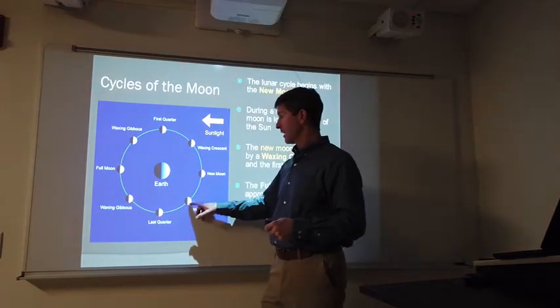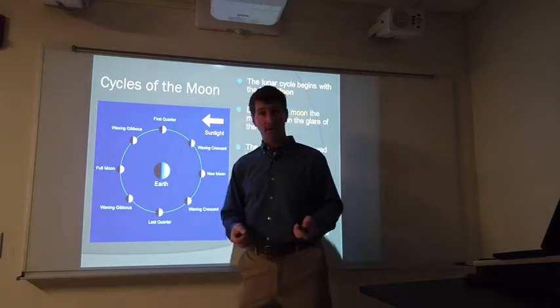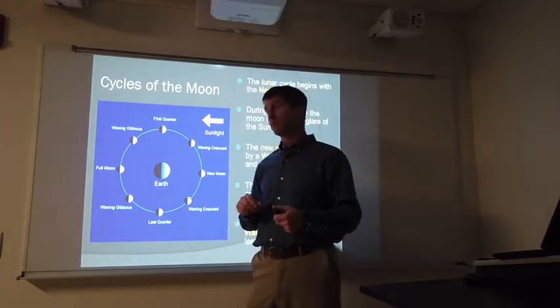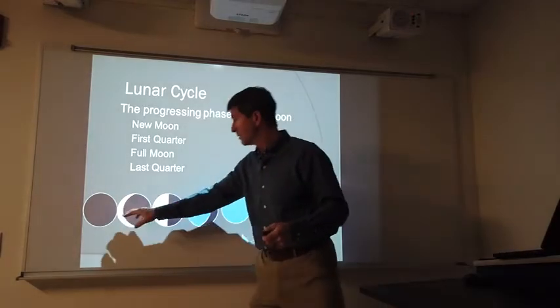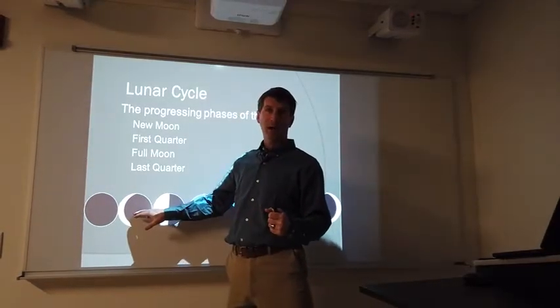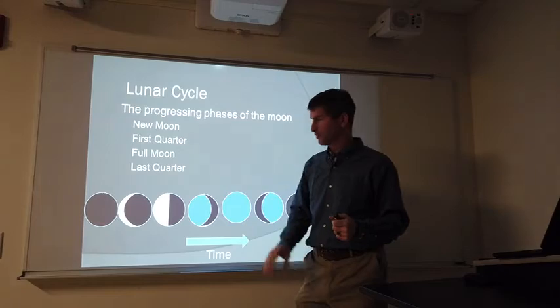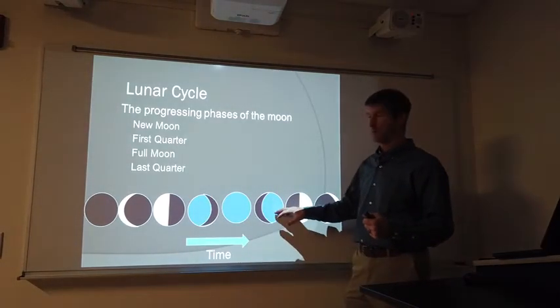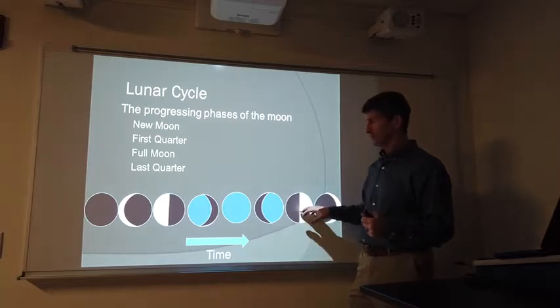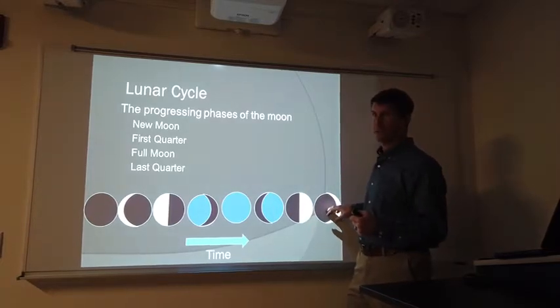We hit the last quarter, and then early in the morning, we can see a waning crescent rise just before the sun rises. So those are the basic phases of the moon. And we go from new, waxing crescent, first quarter, waxing gibbous, full moon, waning gibbous, last quarter, waning crescent.